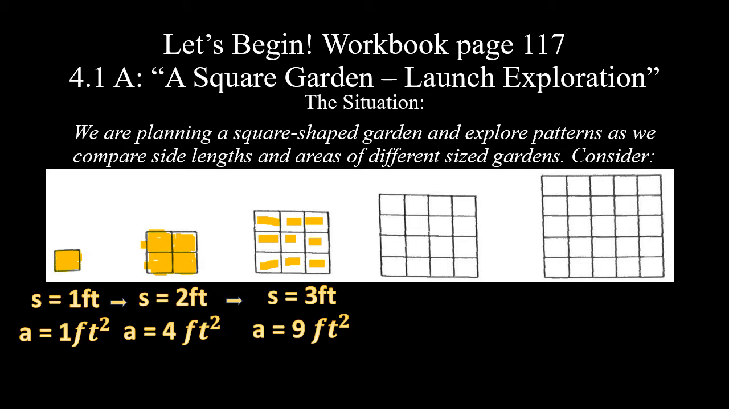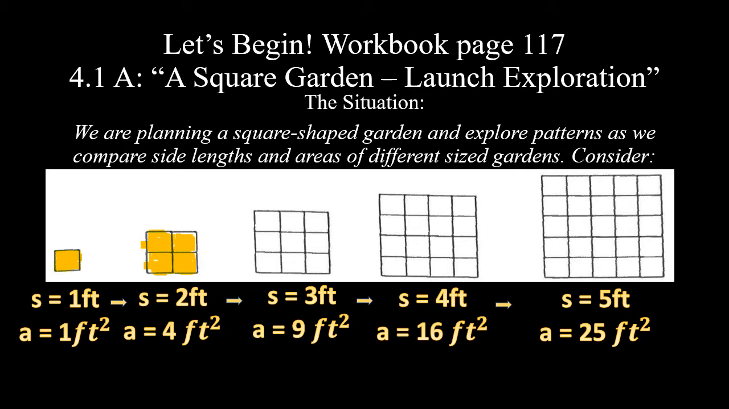And we're just going to keep going with this, planning out these different size gardens. We'll extend it to 4 feet. So if the side length is 4 feet, then the area has to be 16 feet squared. We have 16 squares in there now. And let's extend it one more time. Let's say that the dimensions are 5 feet by 5 feet. Well, then our area would have to be 25 feet squared. Now we have 25 little squares in there.